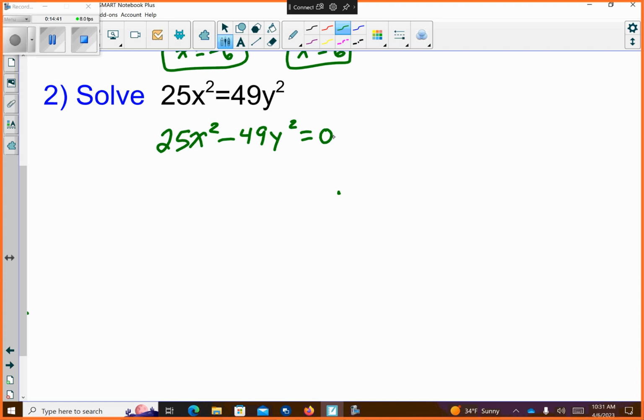All right. Is 25 a perfect square? Yeah. Is x squared a perfect square? Is 49 a perfect square? Is y squared a perfect square? Is this separated by a subtraction sign? Is this the difference of two squares? Yeah. So ready? Square root of 25 is what? 5. Square root of x squared is what? Good so far? I'm going to have a positive sign. I'm going to have a negative sign. Square root of 49 is what? Square root of y squared is?